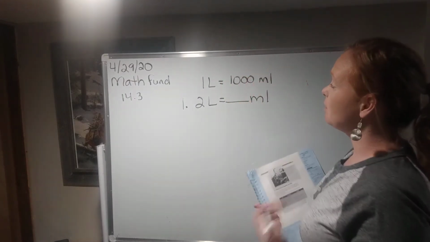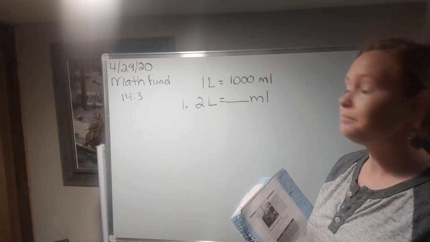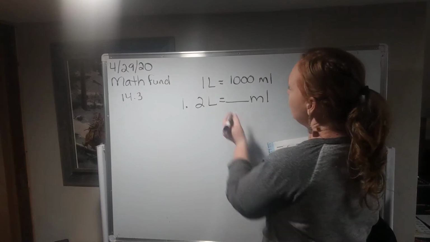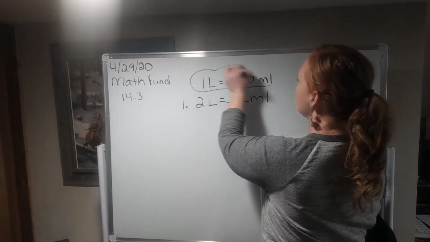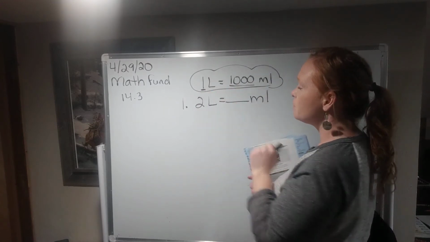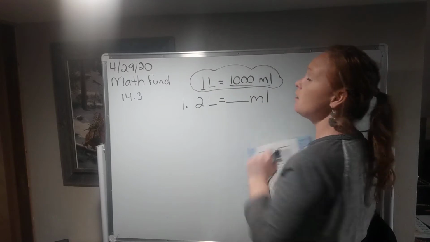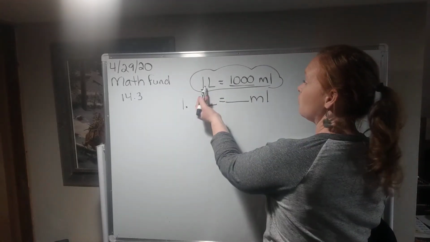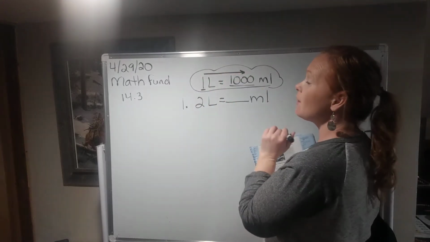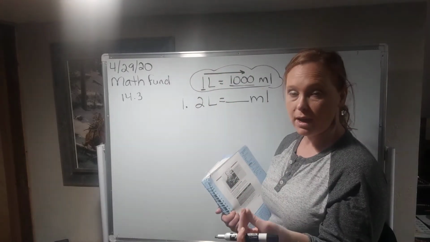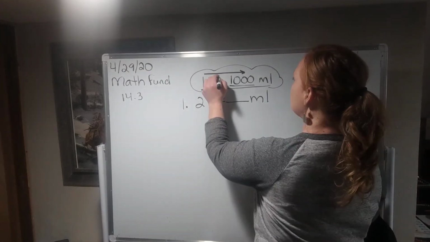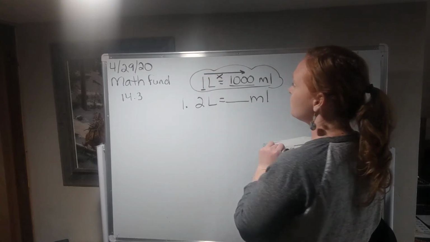I'm going to write that above. Now this is going to be my thought bubble. I'm going from 1 to 1,000. Is my number going to get bigger or smaller? Well, 1,000 is bigger than 1, so it's getting bigger. Anytime it's getting bigger, I multiply, and anytime it's getting smaller, I divide. We've done this together, so I hope this is coming back to you. So it's getting bigger, so I'm going to multiply.